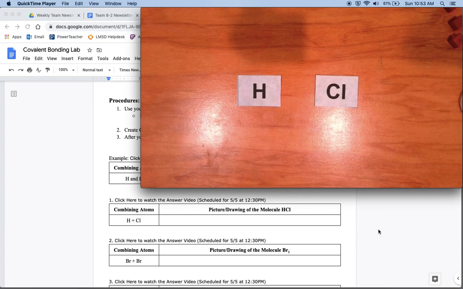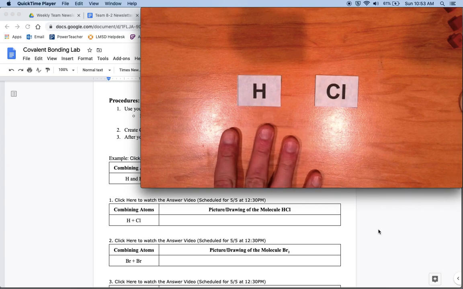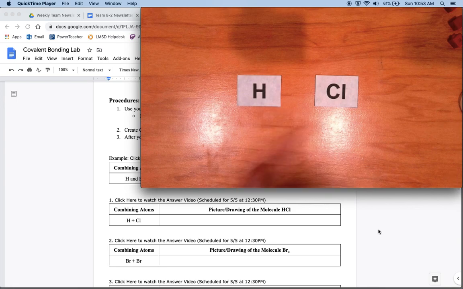All right, so our first one that we're going to do is hydrochloric acid, HCl. This is actually the stuff that you use in our class, right? The stuff that stings you when it touches your hand. So this is hydrochloric acid. It's basically one hydrogen atom and one chlorine atom combining together.